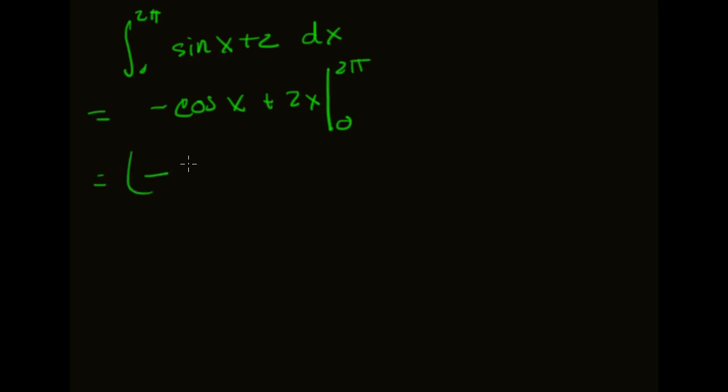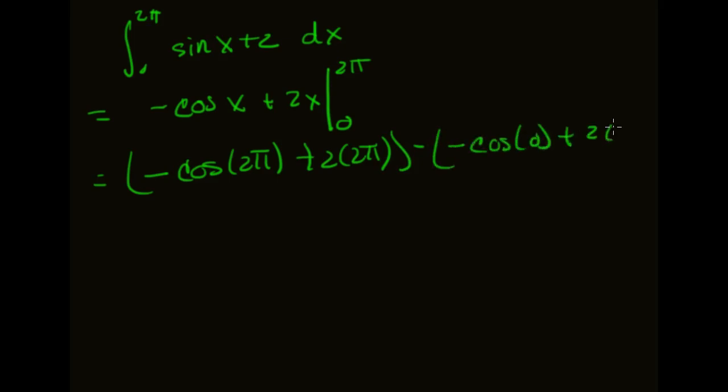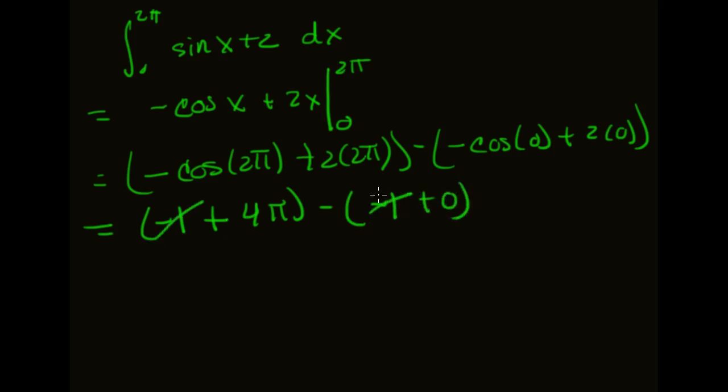I take the negative cosine of 2 pi plus 2 times 2 pi, minus the negative cosine of 0 plus 2 times 0. Let's see, the cosine of 2 pi is 1, so that's negative 1 plus 4 pi, minus, and this is going to be negative 1 plus 0. Those cancel and tell me that the actual value here will be 4 pi.